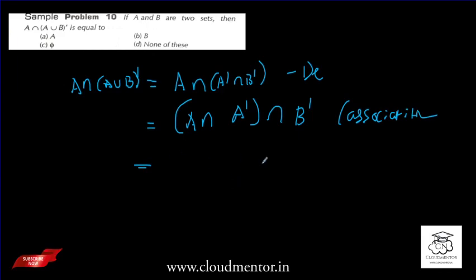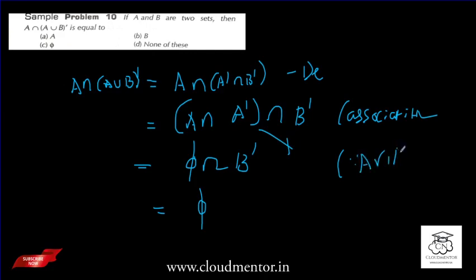Now we know that A intersection A complement will be null set, and the null set intersection of any set will be equal to the null set itself. This becomes zero because A intersection A complement will be equal to zero. That's a property. So the answer will be option C, that is null set.